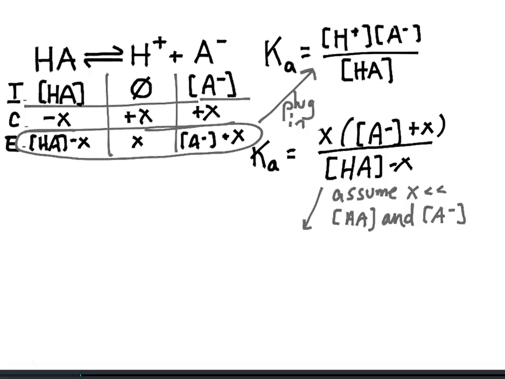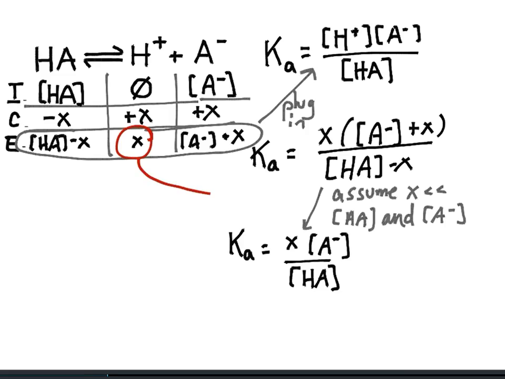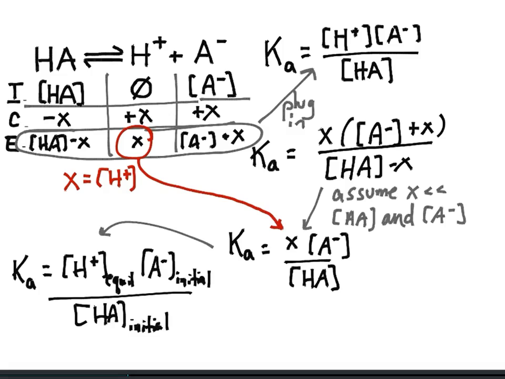Now, if we go on the assumption that X is negligibly small compared to the HA and A minus concentrations, then that reduces to give you just A minus and HA. And now X is equal to the hydrogen ion concentration, which is related to pH. Here we're just trying to show you where the Henderson-Hasselbalch equation comes from. X is the hydrogen ion concentration at equilibrium, which I'm plugging in here because I want to eventually solve this for pH equals pKa plus the log of A minus over HA, which is the Henderson-Hasselbalch equation.